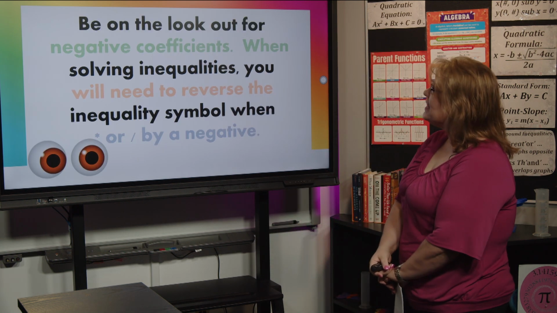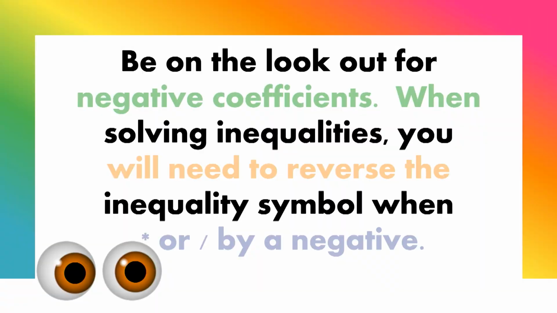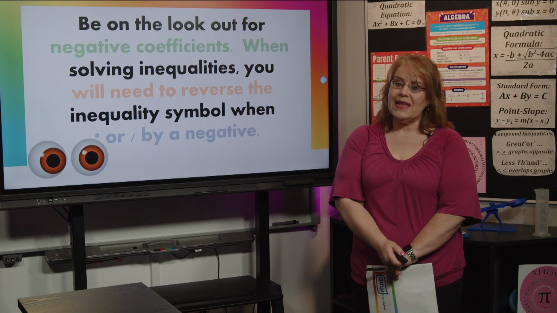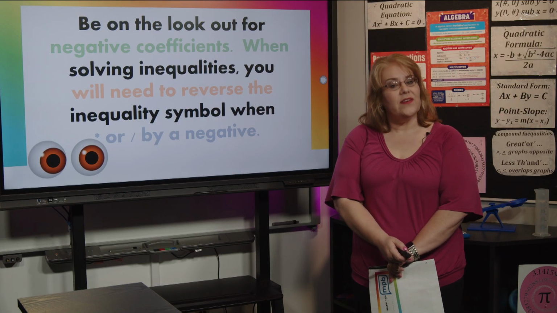Okay, the first thing it tells us to do is be on the lookout for negative coefficients. When solving inequalities, you will need to reverse the inequality symbol when we multiply or divide by a negative. So that's one thing that we've got to make sure that we are looking for, those negative coefficients when we're getting those variables by itself.